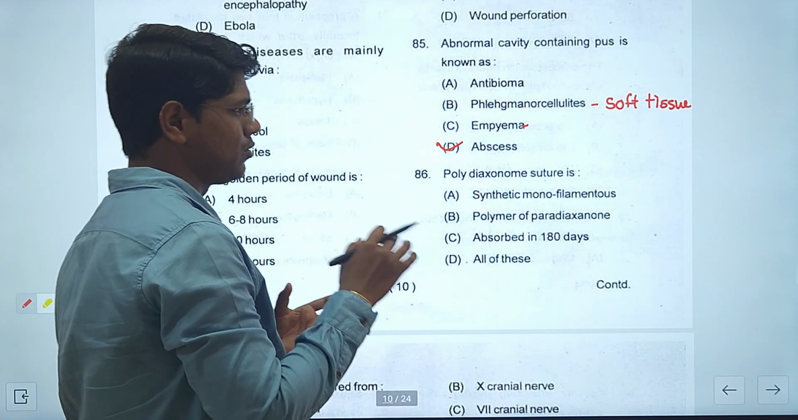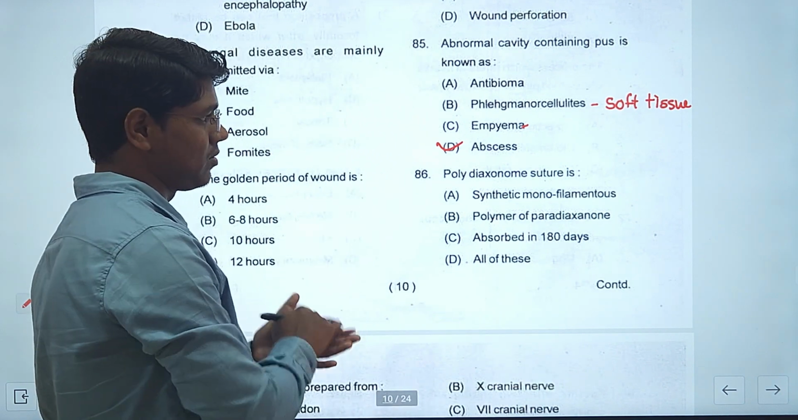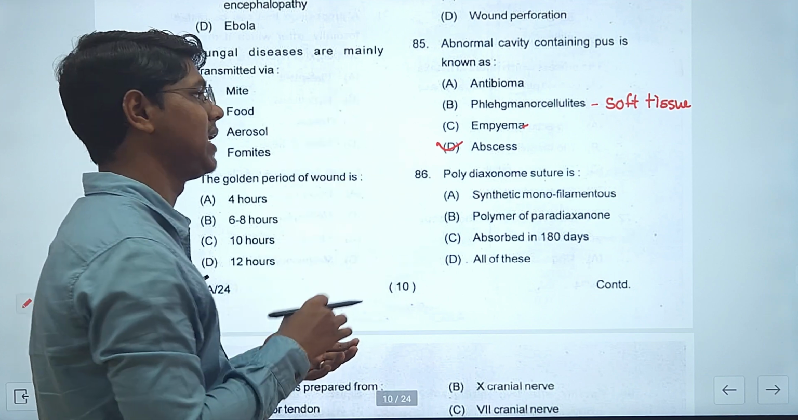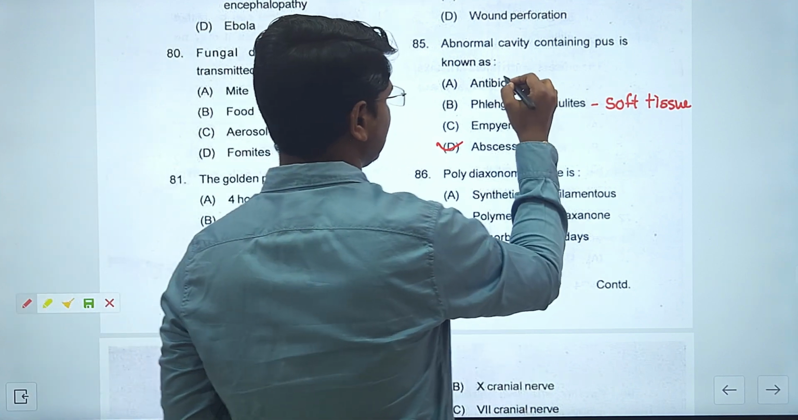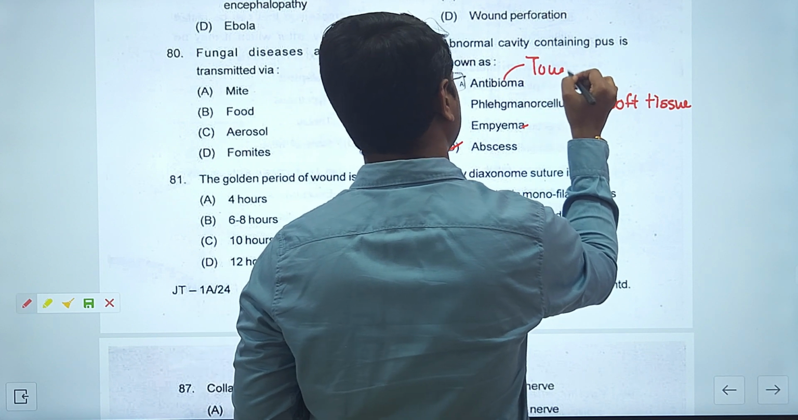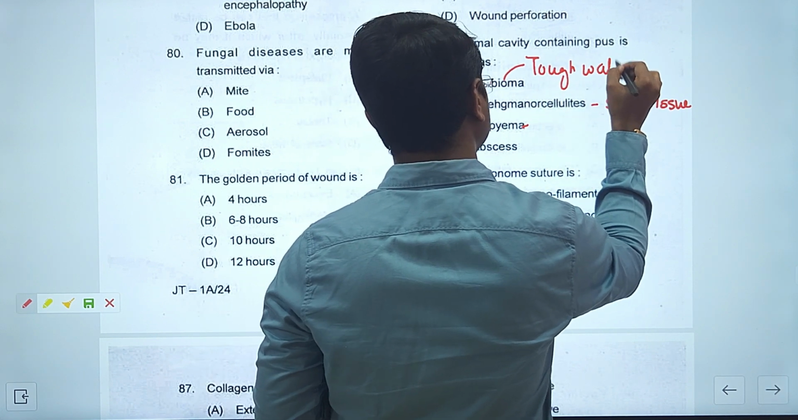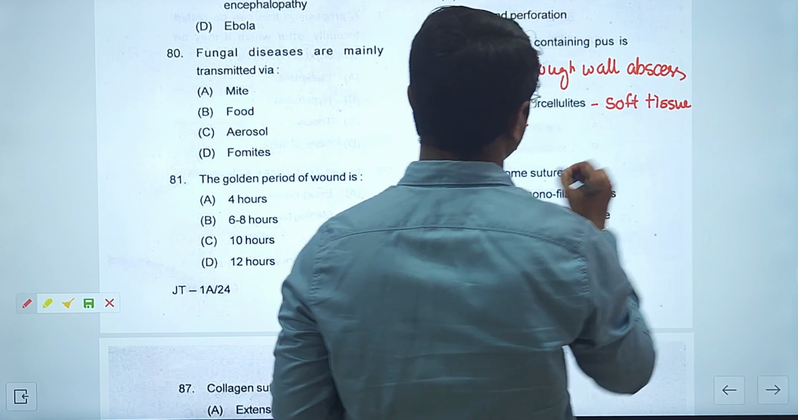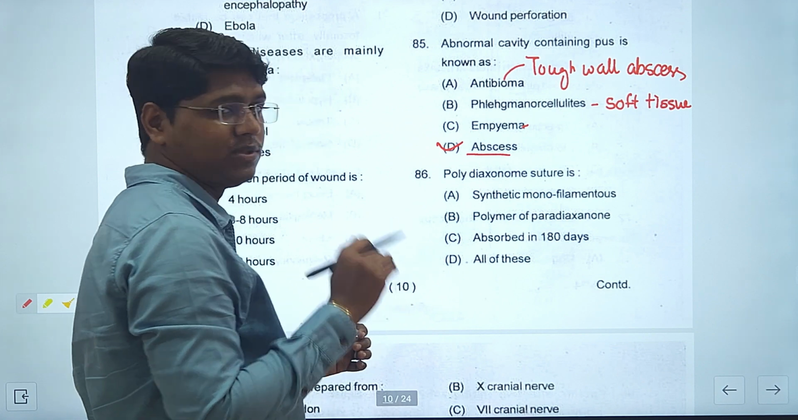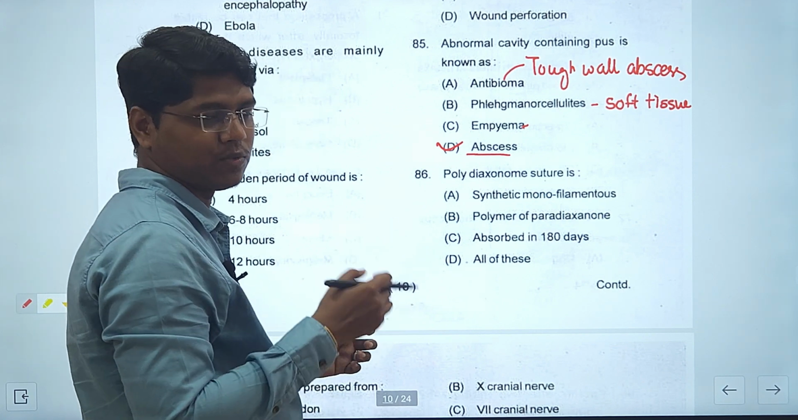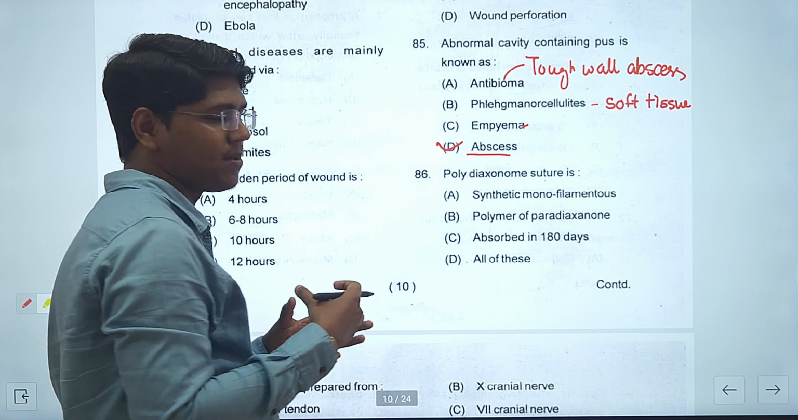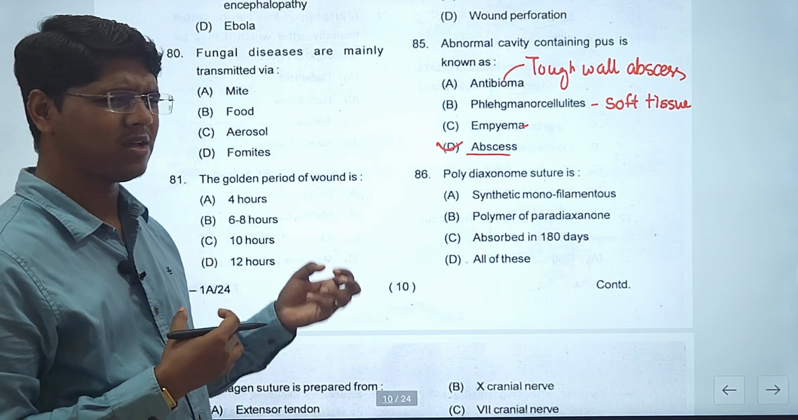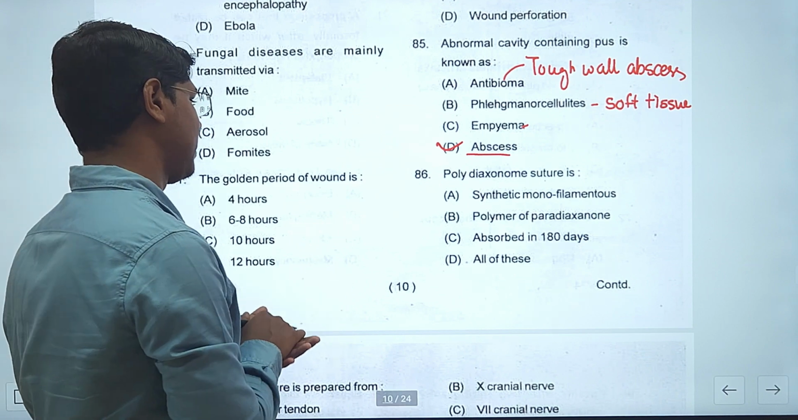You might have seen a very good case of cellulitis in cats. The small bite wound, then there will be cellulitis of the entire limb. Antibioma is basically a tough wall abscess. It happens due to improper or inadequate drainage of abscess and also using broad spectrum antibiotics for a long time. When you try to cure an abscess only by giving antibiotics, the fluid portion will get absorbed and it will have very thick pus, that's antibioma.